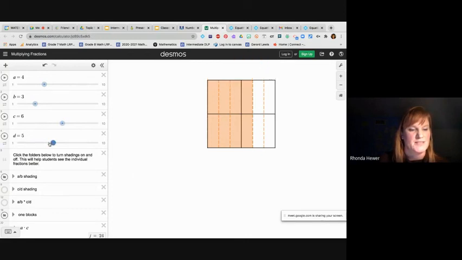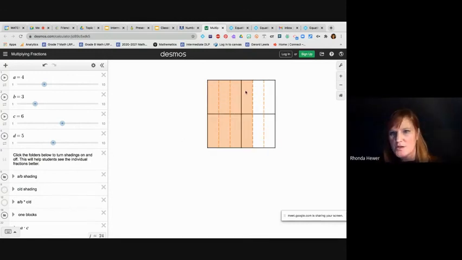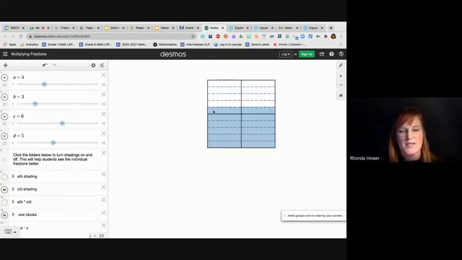So there's my 6/5. I can turn the shading on for that. And so now I can see at any point I can explain, okay, here's my 4/3. So here's 1, 2, 3, that's 1/3. This is 4/3. Okay, turn that off. Here's my 6/5. This has been divided into fifths. I have my 6/5 up here.